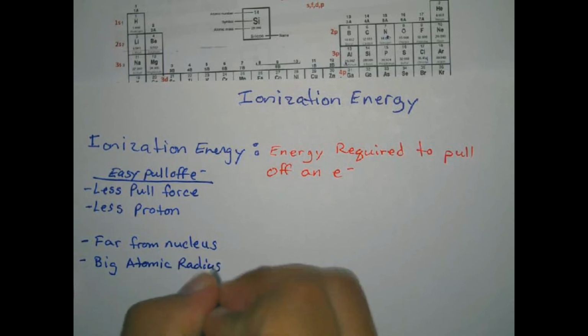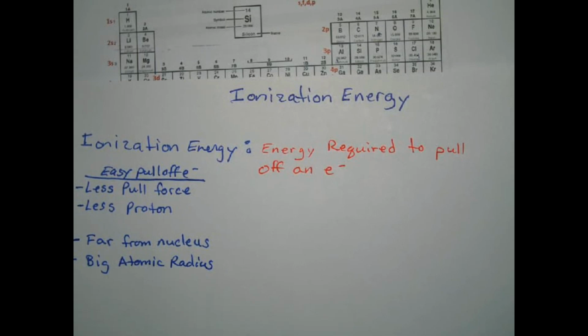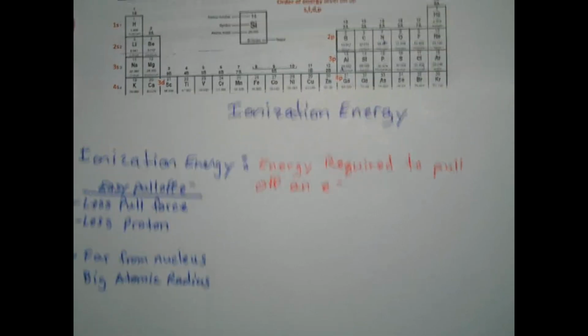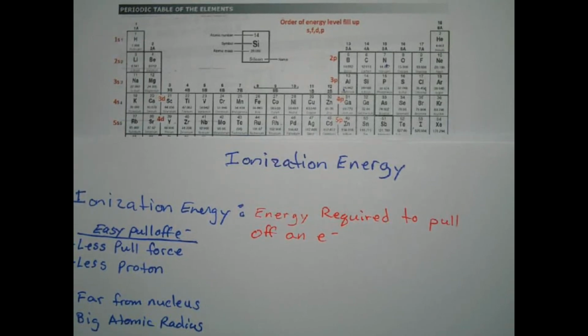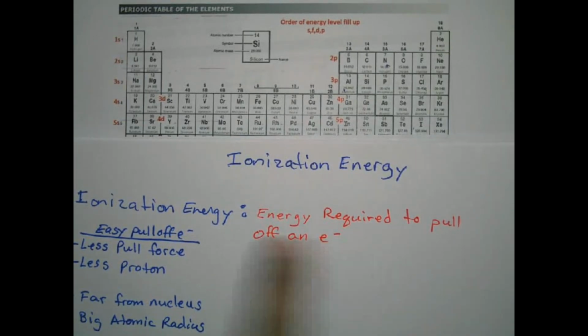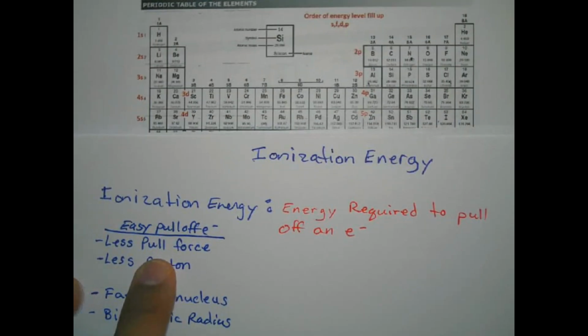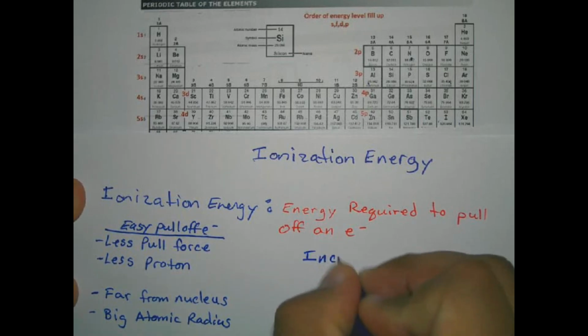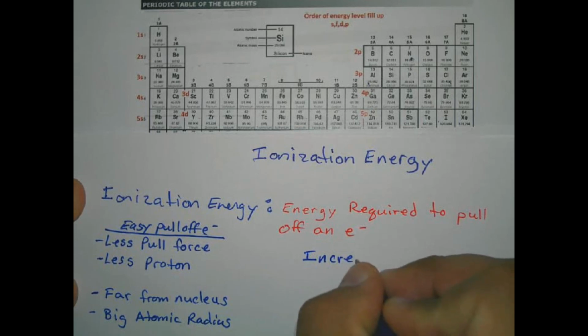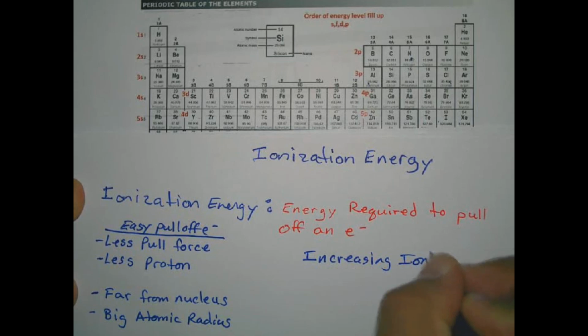Okay? Now, let's look on the periodic table what gets us that. Well, I want to do all my trends. We're looking at a trend for lowering the energy required. This lowers the energy required to pull off an electron, right? So, I want all my trends to be increasing. Okay? More energy. Increasing ionization energy.